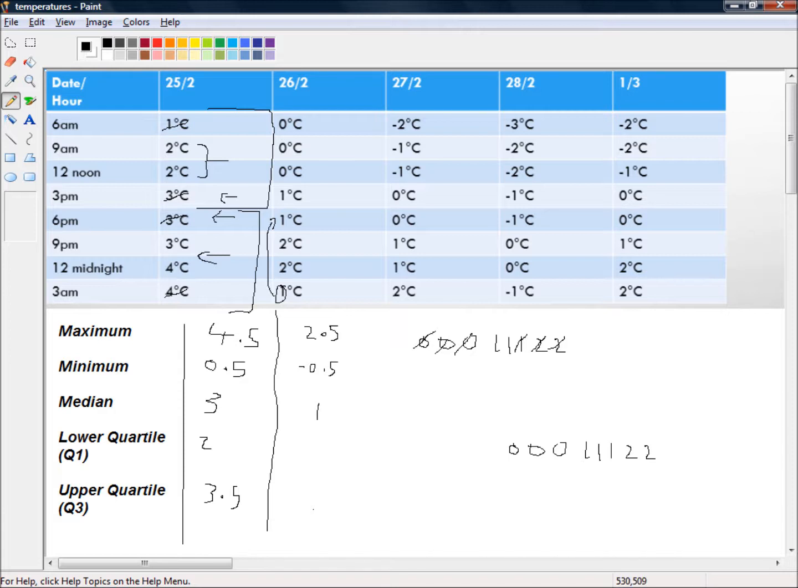Our lower quartile, we're looking for the first half of the data. There are 8 pieces of data, so I've chopped it into 2 groups of 4, and so we're looking for halfway between the first 2 and the second 2, so it's between 0 and 0, so that's going to be 0. And our upper quartile is going to be halfway between the 1 and the 2, so that's 1.5.